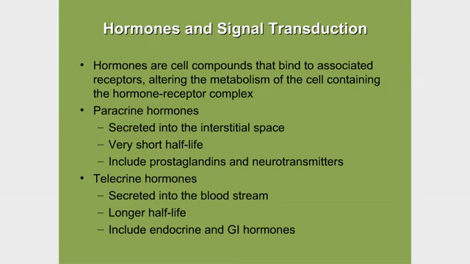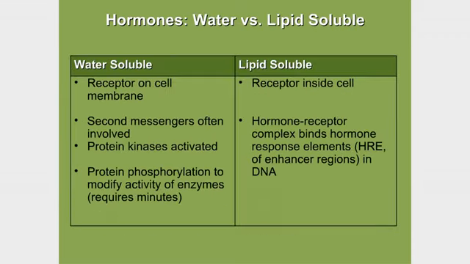What we're going to focus our attention on in this chapter, chapter 9, are the telecrine hormones. These are secreted into the bloodstream. They can have very long half-lives like glucagon and cortisol, for example, and they include the endocrine as well as the GI hormones. The endocrine hormones can also be subdivided into two classes, the water and the lipid-soluble hormones.